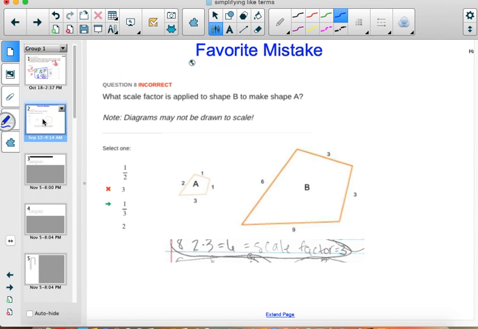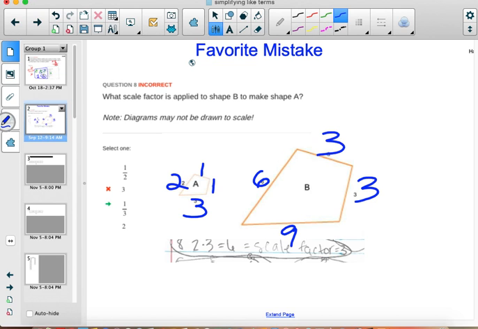All right, let's look at this one. What scale factor is applied? Can you guys see this? Or want me, here, I'll make it bigger. This is a 1. This is 3. This is 2. This is 3, 9, 6.